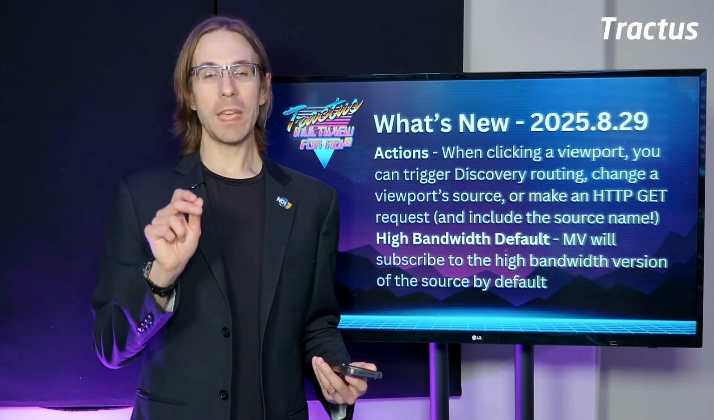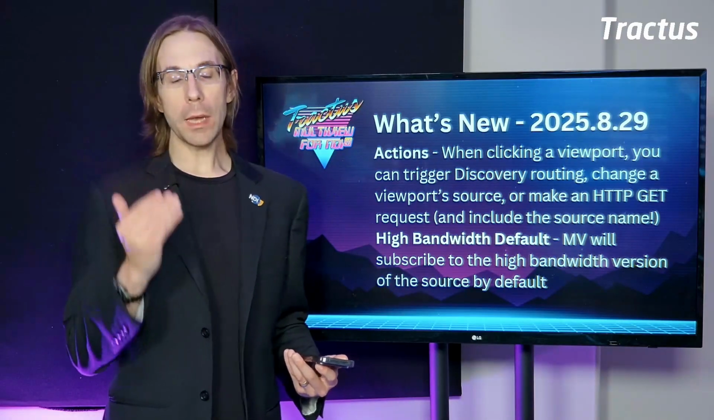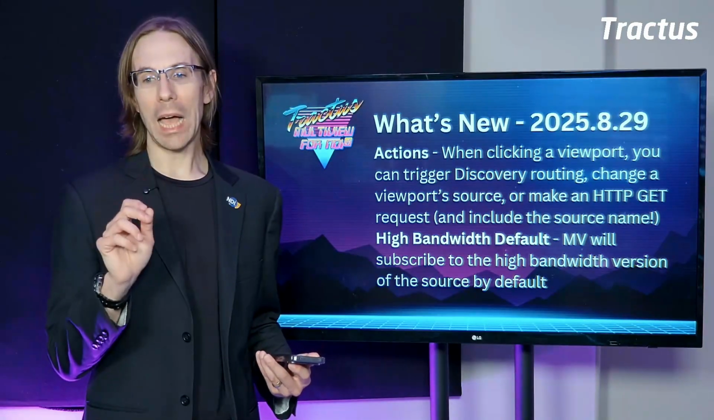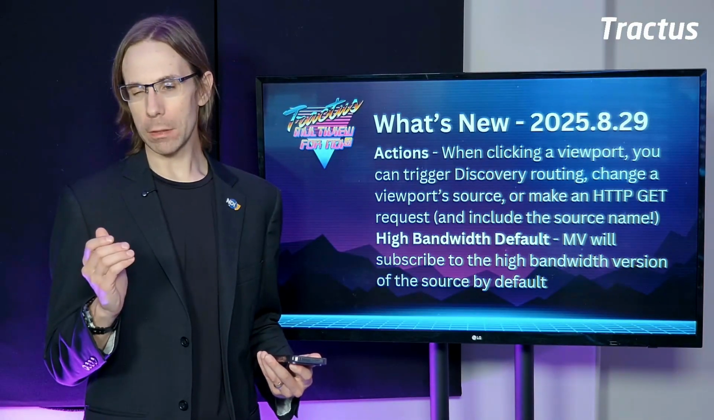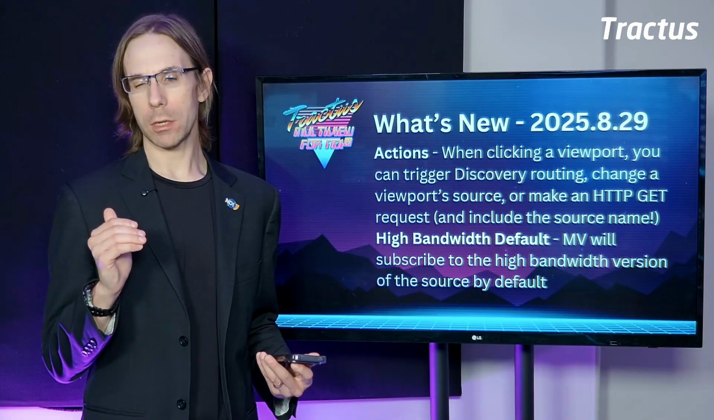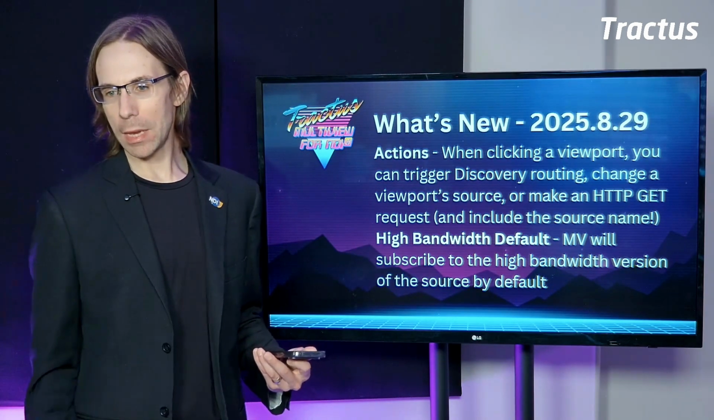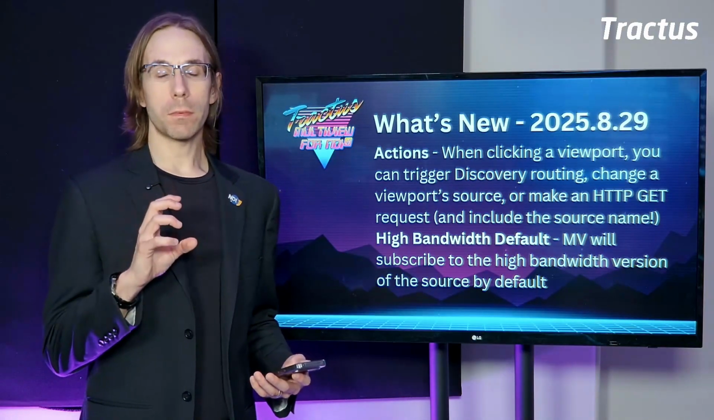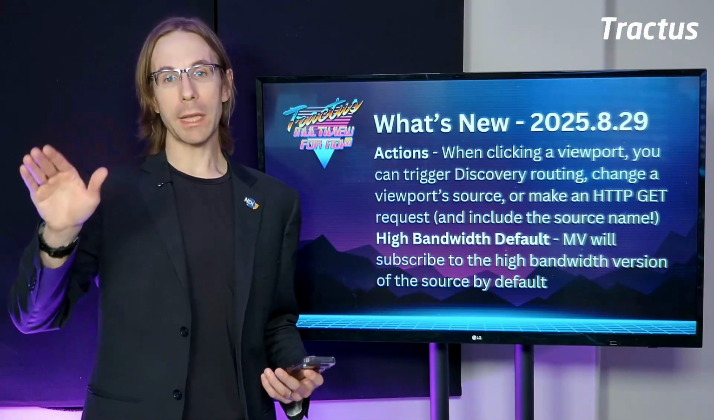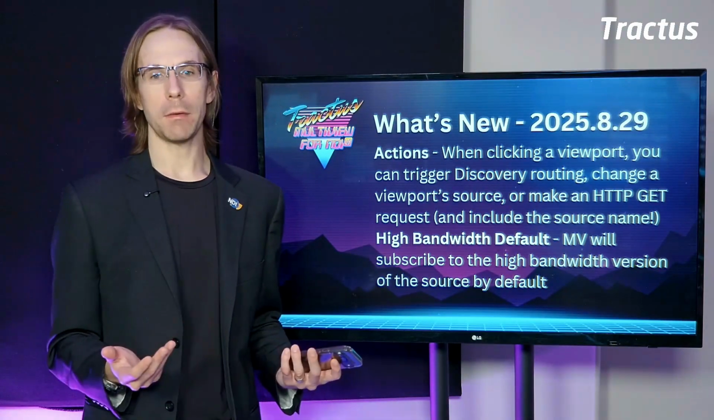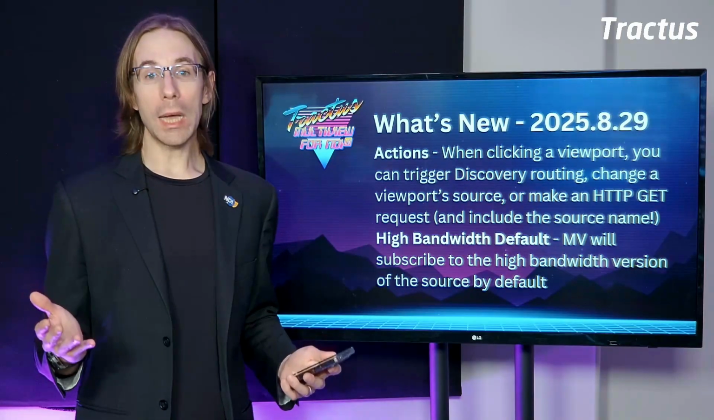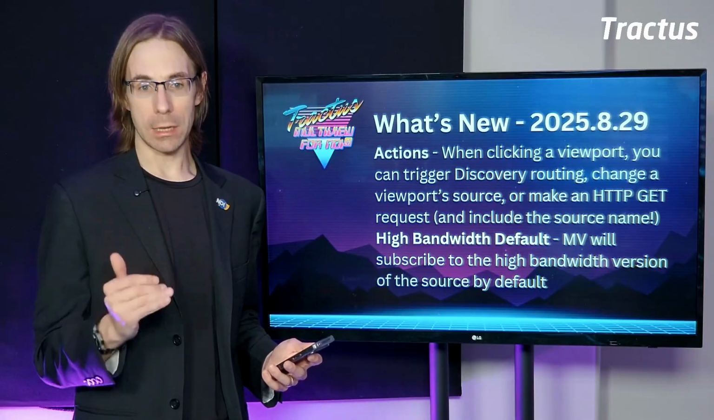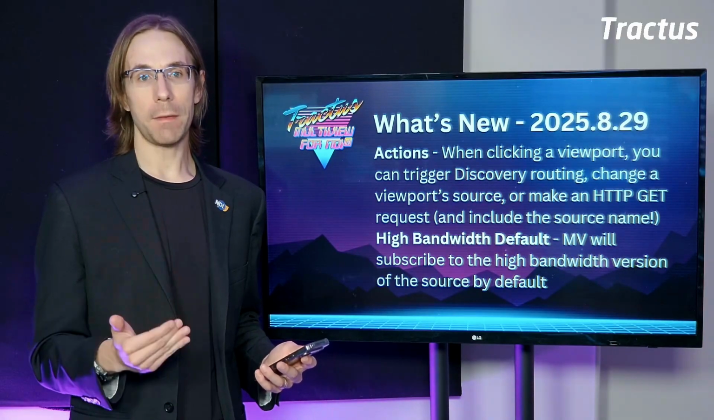Another behavior change that we're making is when you subscribe to sources in Multiview now, we're going to subscribe to the high bandwidth version by default. Hey, Simone, welcome in. Awesome. So the default before was we subscribed to the proxy feed, and then it was up to you to click through and say, hey, I want to subscribe to the high bandwidth feed. So if you're using the UI now, we're going to subscribe to the high bandwidth version of an NDI feed by default. So that's a little bit of a behavior change.